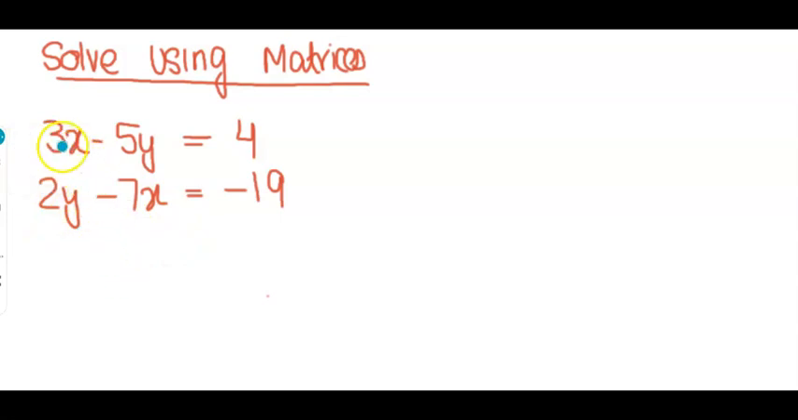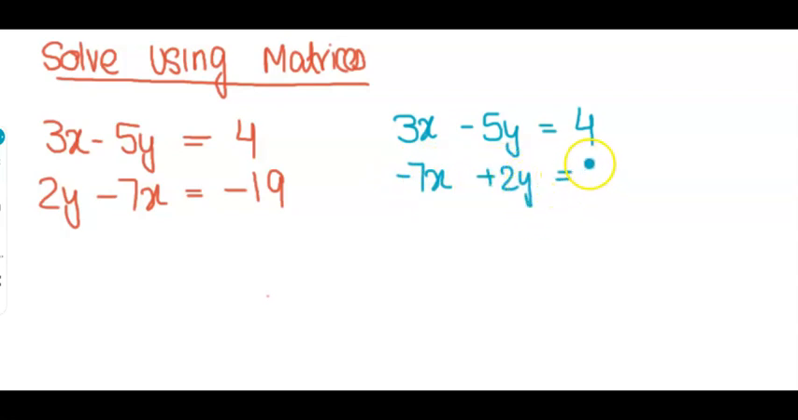First, we need to make sure that they are proper. This is x, this is y. No, we can't write it that way. So first we write it down properly. I can write down 3x minus 5y is 4. Then I need to write down minus 7x plus 2y equals minus 19. Now, once you've got that, you need to convert it into a matrix.